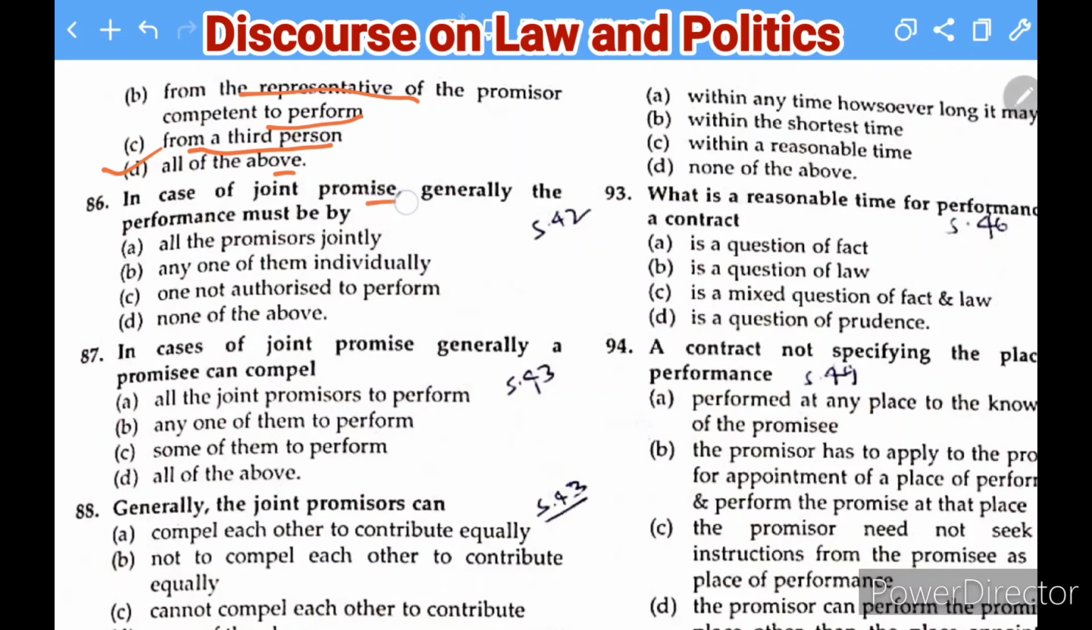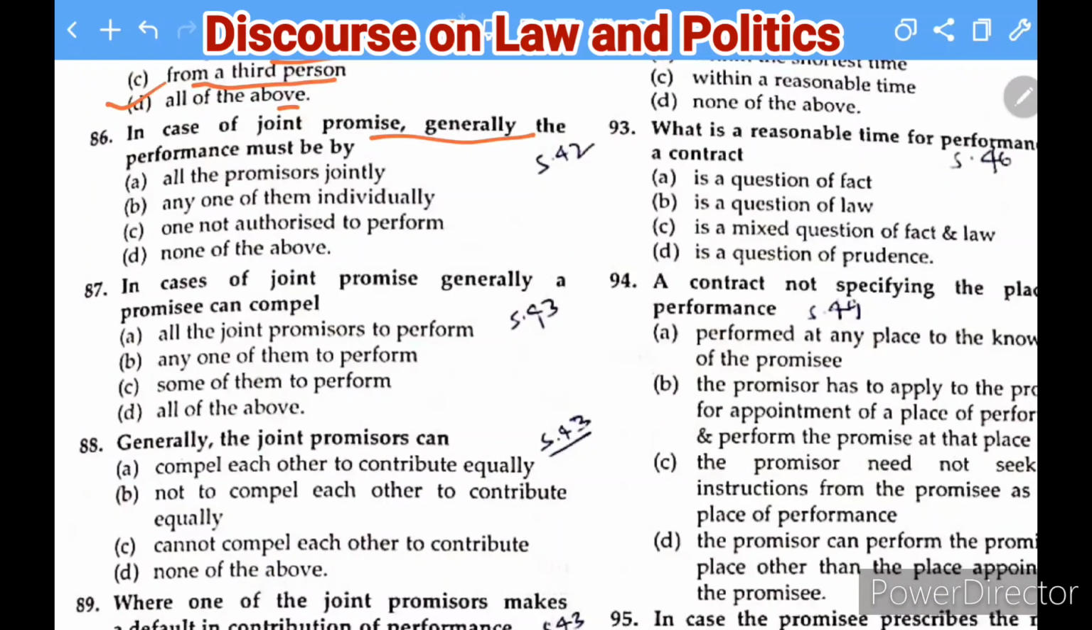In case of joint promises, generally the performance must be by whom? So when there are two promisors, in that case performance must be done by whom? The options given here: all the promisors jointly, any one of them individually, one not authorized to perform, none of the above.